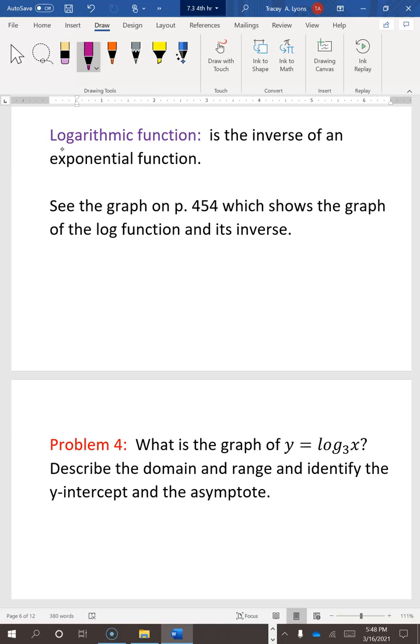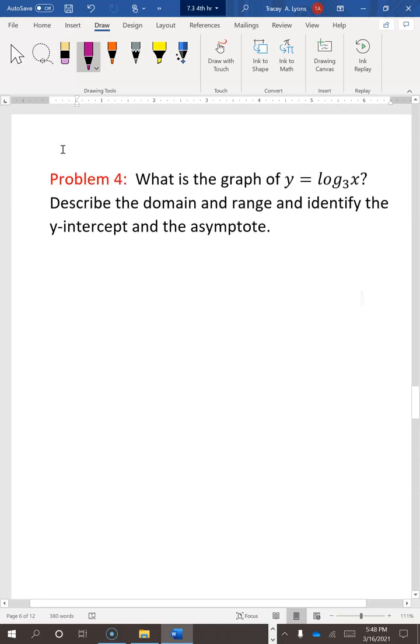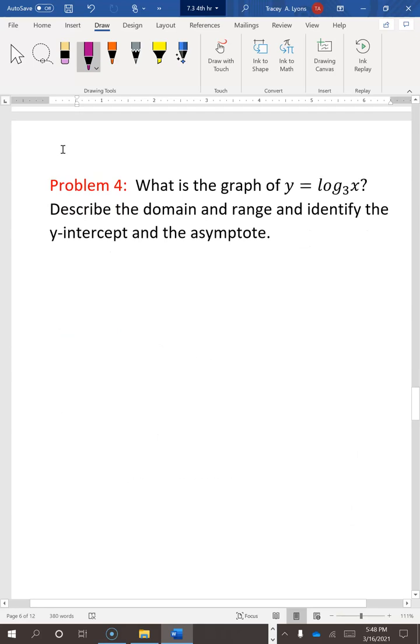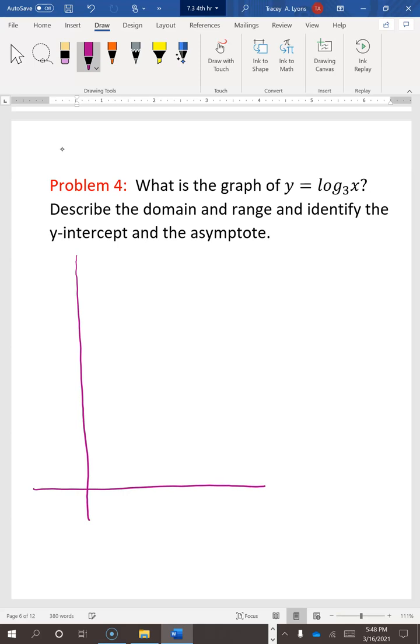What we're going to do is we're going to graph y equals log base 3 of x. We're going to figure out what the domain and range are and identify the y-intercept and the asymptote. I was going to put graph paper on here, but I forgot, so I'll just hand draw this one. Make sure you guys use graph paper, please.